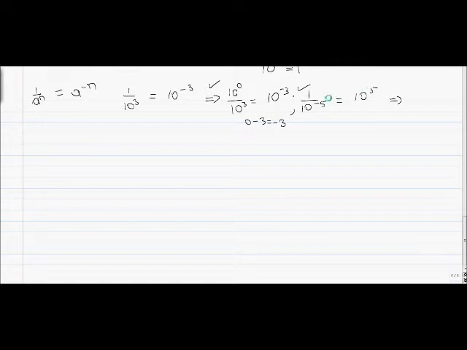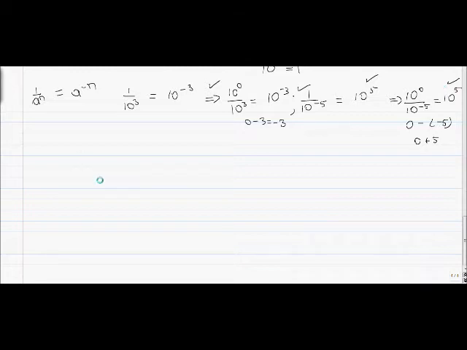The same should be done for this one. Instead of 1, we are going to write down 10 to the 0 divided by 10 to the negative 5. So in this case, we write down the same base, 0 minus negative 5. Make sure to change minus and minus to plus. So it's like 0 plus 5. So we got 5. And again, this answer and this answer match.